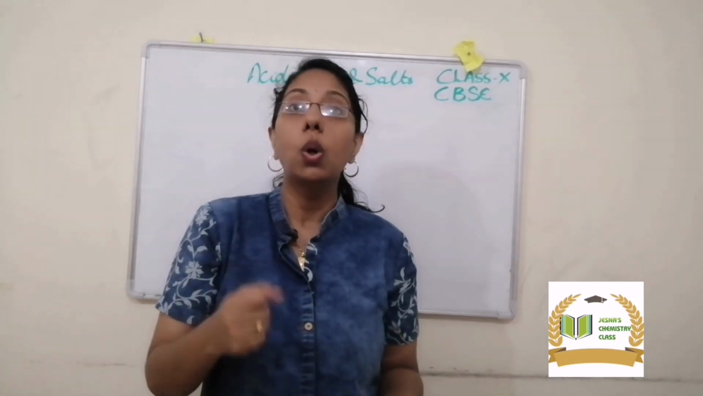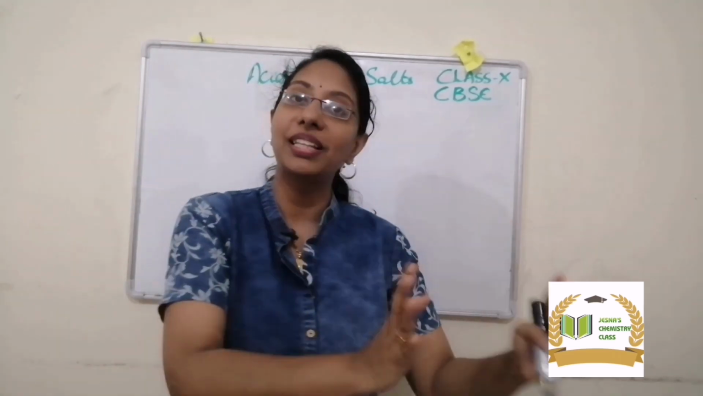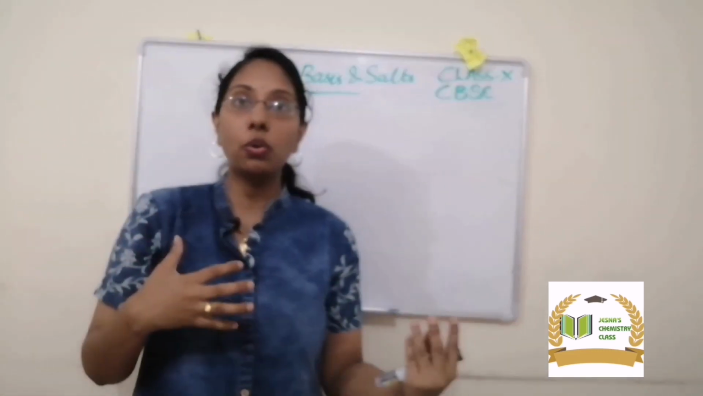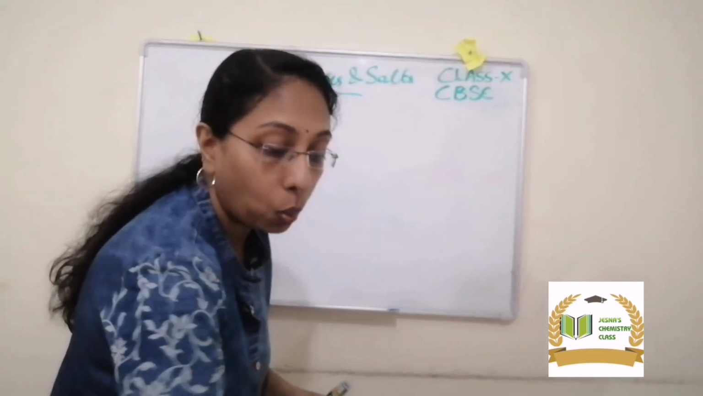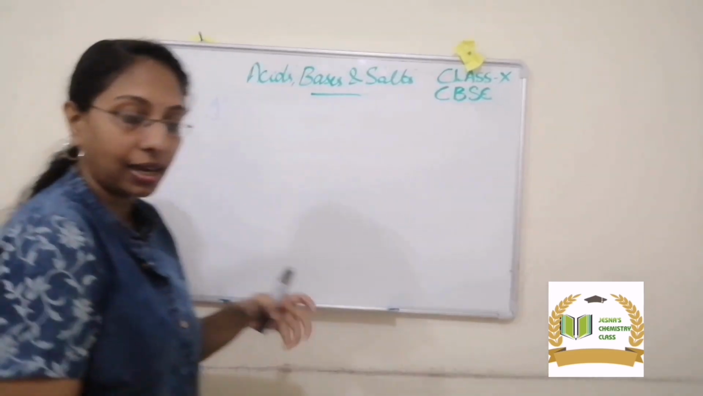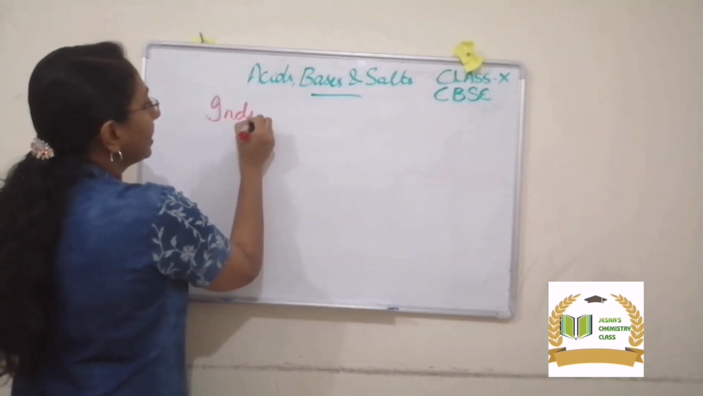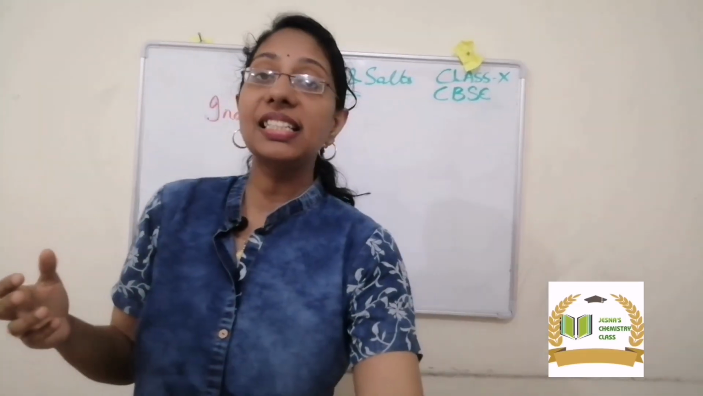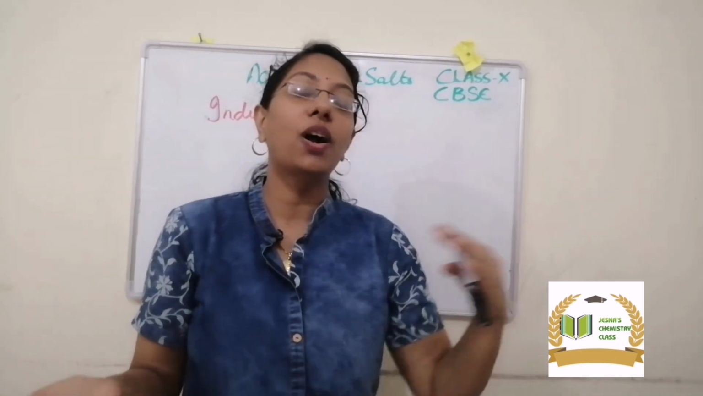So what do we have to do? We need an indicator, something which shows that this is an acid or this is a base. Such substances which show which is an acid or a base are called indicators. So an indicator is a substance which makes us identify whether it is an acid or a base.